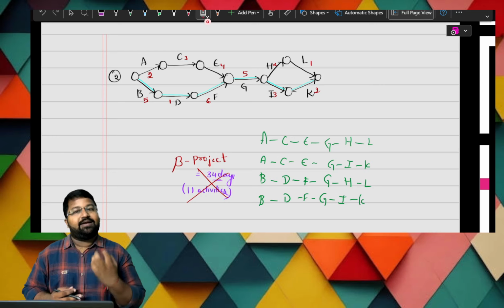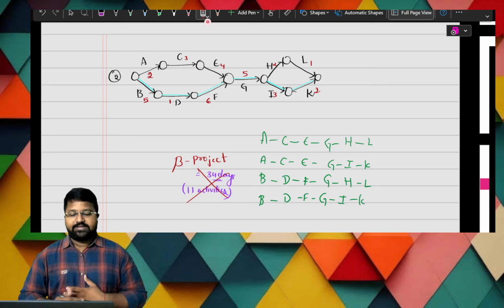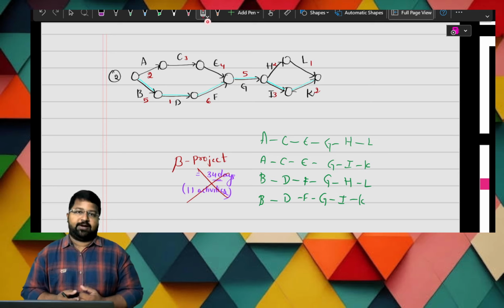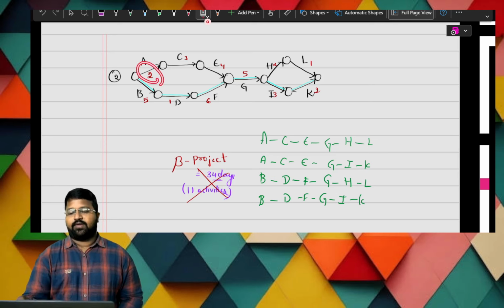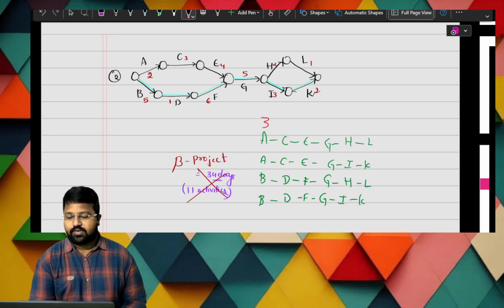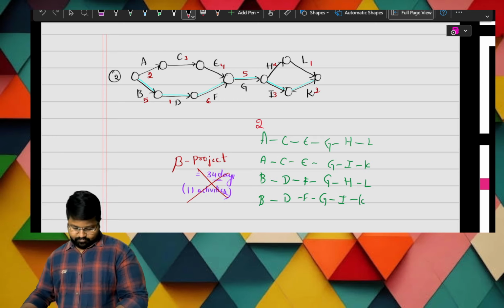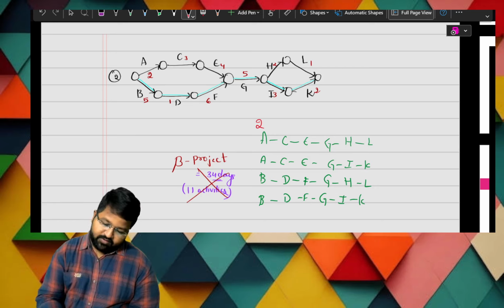After identification, what do I have to do? I have to calculate the time taken for each activity. For example, A, C, E, G, H, L. I will show the calculation for this, and for the remaining, you have to calculate. For A, it is 2. For C, it is 3. For E, it is 4. For G, it is 5. For H, it is 2. And for L, it is 1.